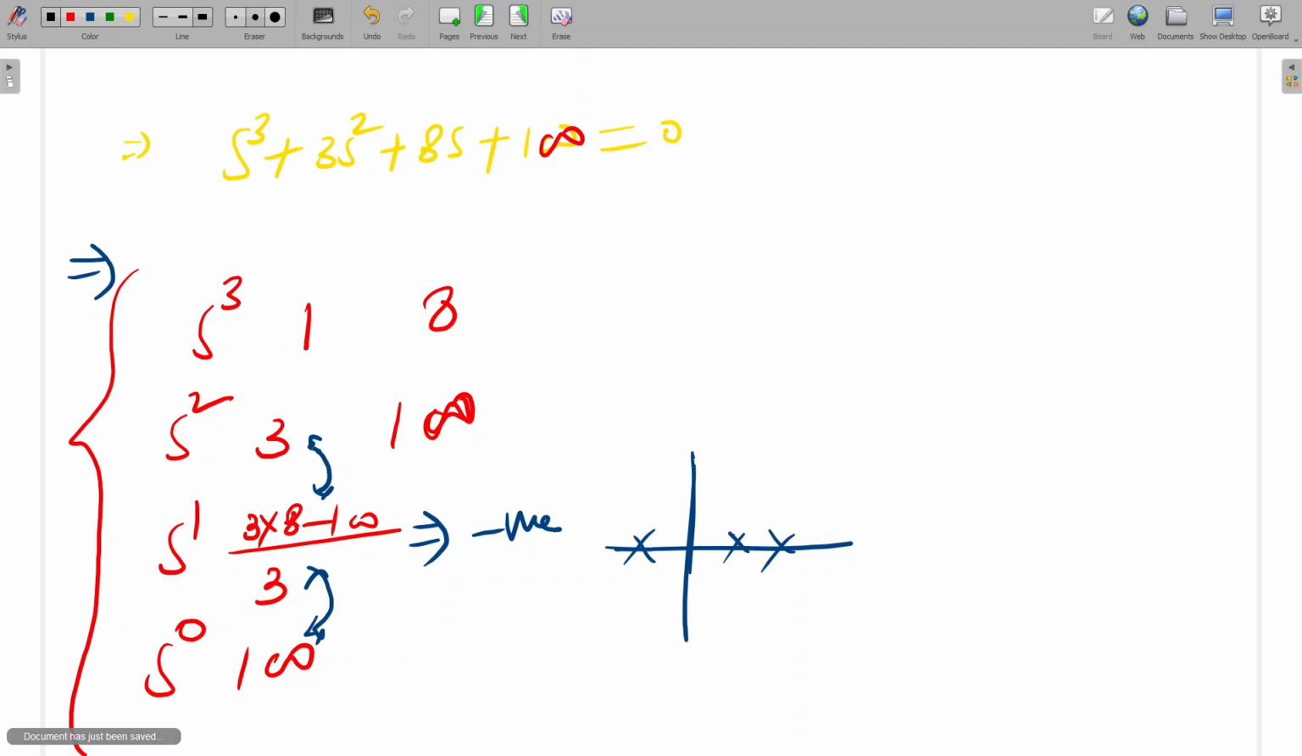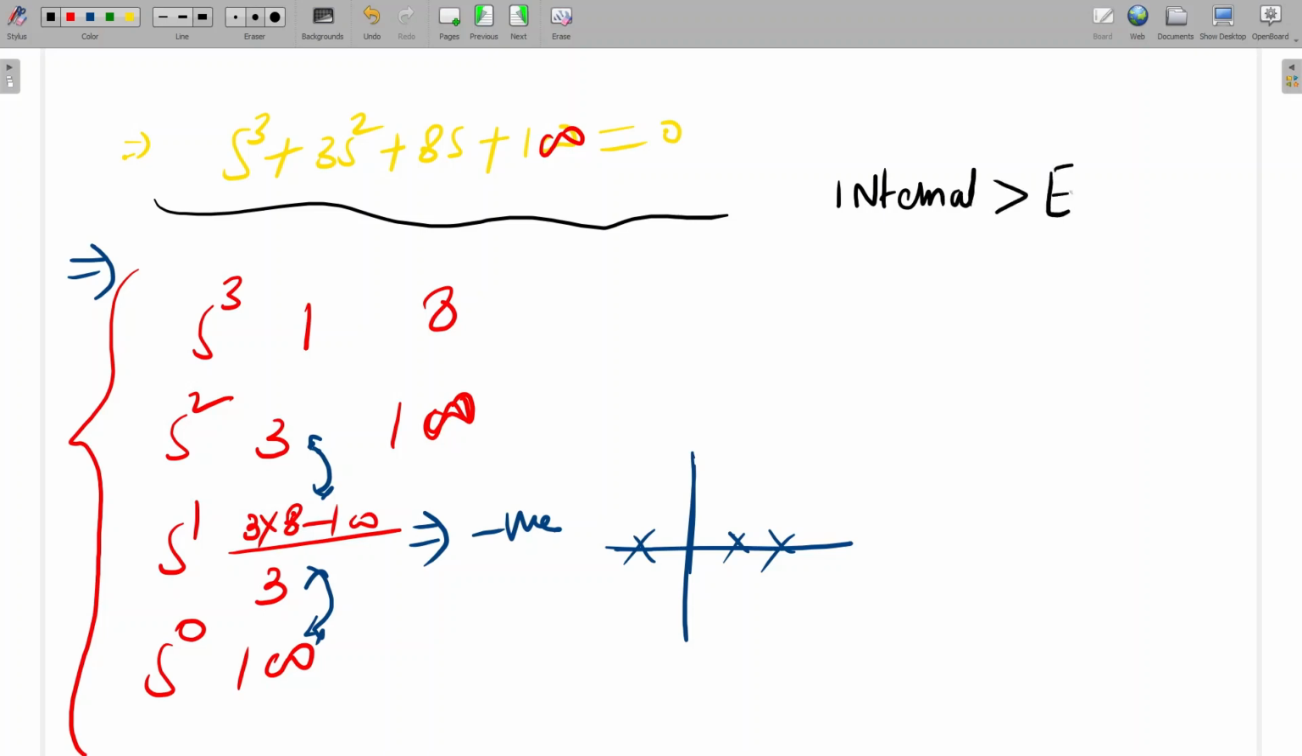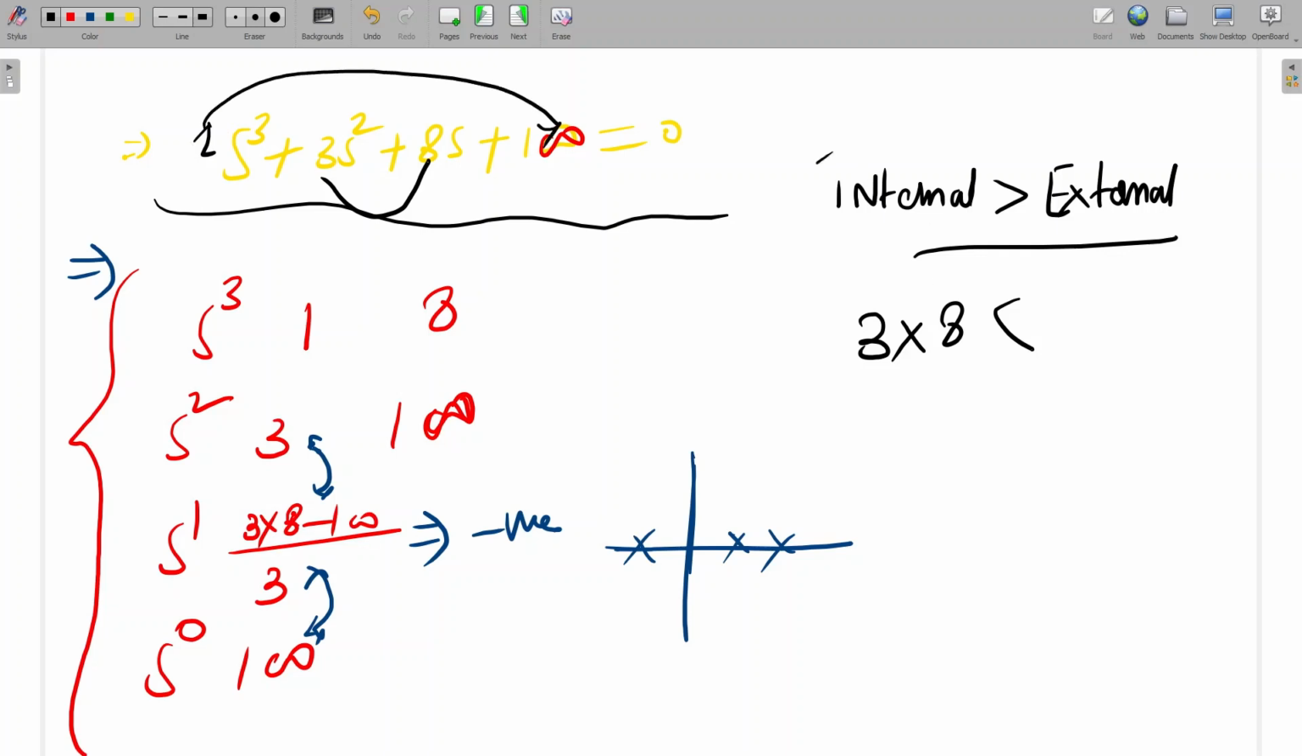For a cubic equation, one direct rule we can apply. If the internal product is greater than the external product, then the system is stable. So what is internal here? Internal means this 3 and 8, so 3 into 8. External is 1 into 100. If this criterion is satisfied, then the system is stable.